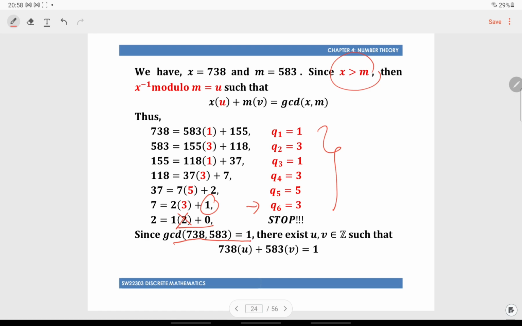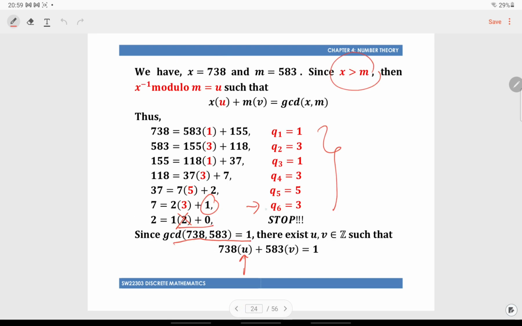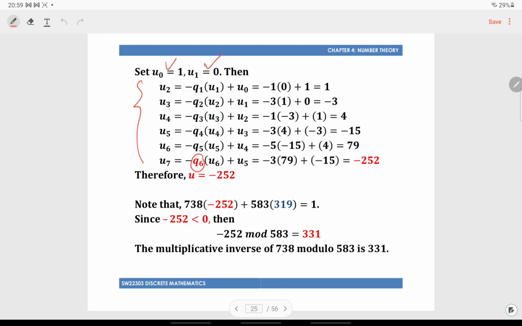Because the GCD equals 1, there exists this u. The multiplicative inverse exists, so we can proceed to compute. Okay, so we compute the value for the u. These two values are fixed. We continue until u7 because we have until q6. Previously, we considered until q6. That means we need to compute until u7. So the outcome is negative 252.